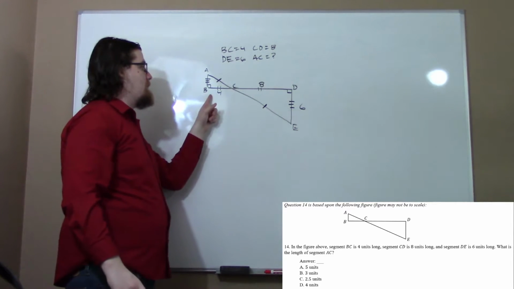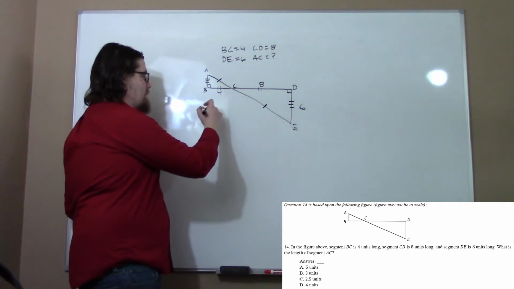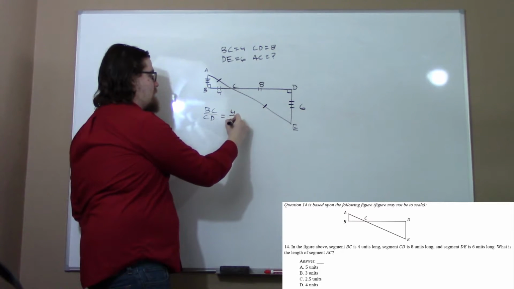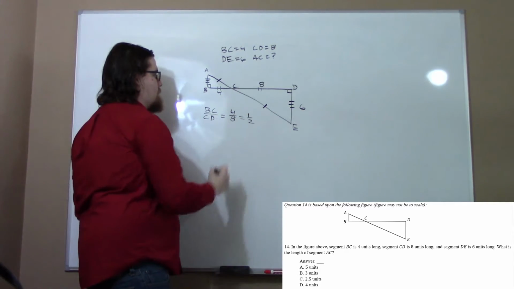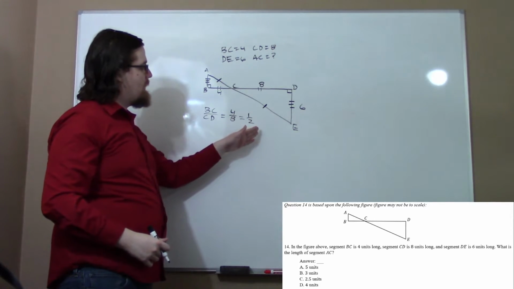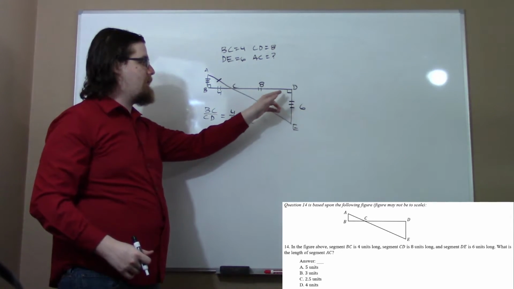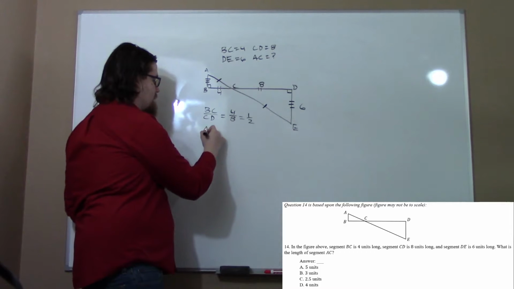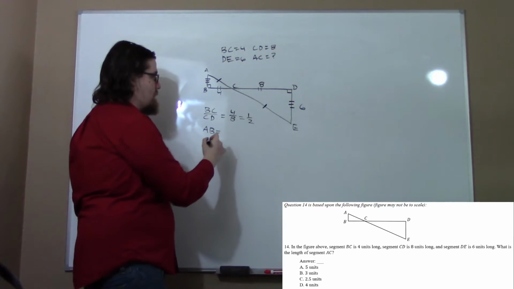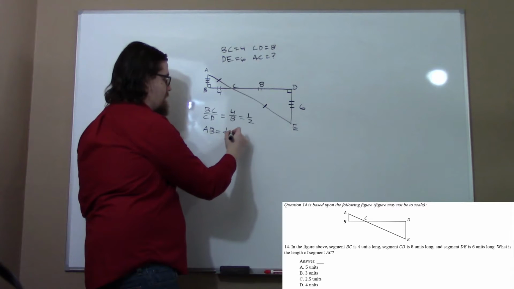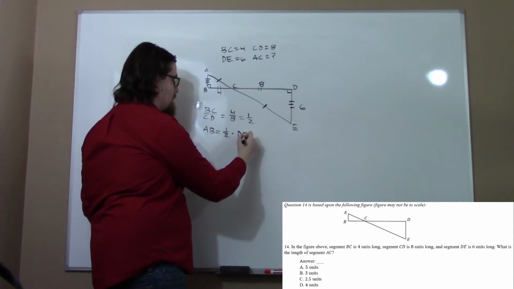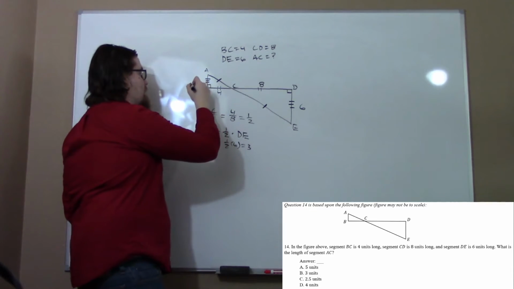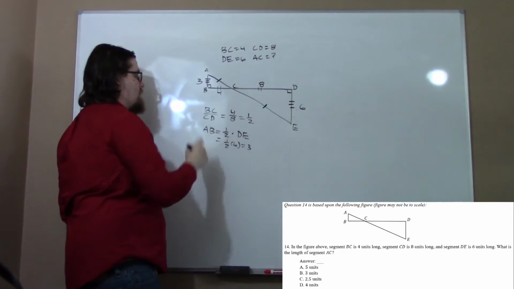So here we can see that the ratio BC over CD is equal to 4 over 8, which is the same as 1 over 2. Now that we know the ratio, we can use the fact that sides DE and AB correspond to find that AB is equal to this ratio, 1/2, times the length of DE, which in this case is 1/2 times 6, which is 3. So that gives us that side AB is length 3.